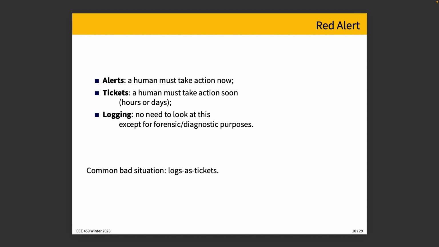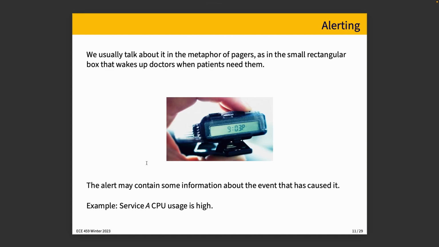And then the logging things are, again, we don't think anything is actually wrong. Nobody needs to take action. We just need to look at this if something does turn out to be strange or does turn out to be an issue. A common bad situation is logs as tickets. You do not want a situation where you're just dumping a log into a ticket and expecting somebody to read it. We should be writing some code that scans the logs to identify the stuff that is important.